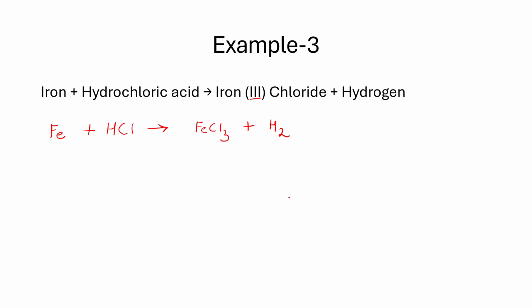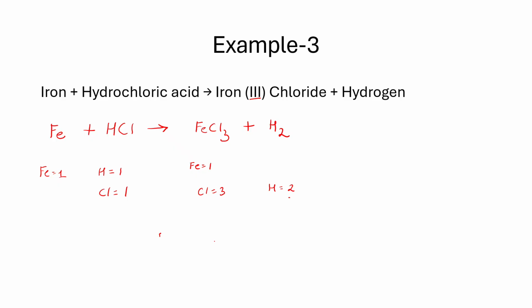Okay, so now how to actually balance this equation? The first thing that perhaps you might think is that, okay, the number of iron atoms are balanced, so this is 1 and this is also 1, while the number of hydrogens and chlorine is unbalanced, so chlorine is 1 here, but chlorines are 3 on the product side and the number of hydrogens are 2.